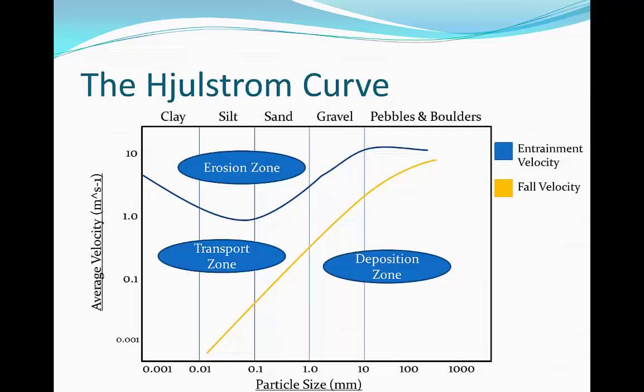So you may be thinking, why is it that these curves change shape depending on where they are on the graph? Now that's because up top we have all the different types of particles: clay, silt, sand, gravel, pebbles and boulders. Some of these require more energy and some less energy to be eroded, transported or deposited. So we can clearly see that silt and sand do not need much energy at all to be eroded, and pebbles and boulders are the ones that require the most energy to be picked up.